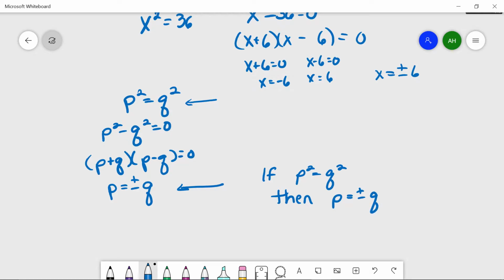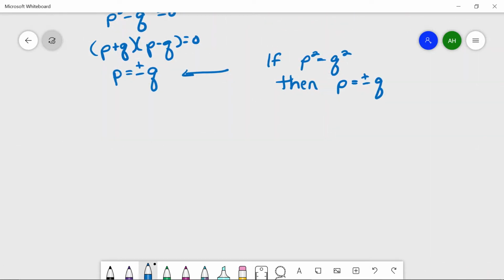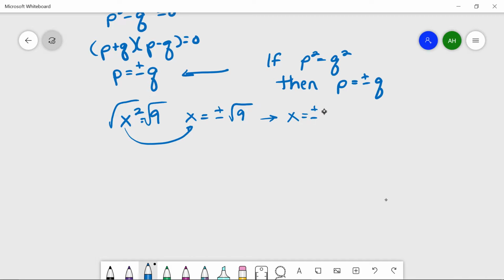All right, let's do another little example with some numbers. If I have that x squared equals 9, then I'm going to be able to say that x equals positive or negative the square root of 9. I'm taking the square root of both sides. So the square root of x squared is x. The square root of 9 is going to be plus or minus 3, and we'll say that x then equals plus or minus 3.